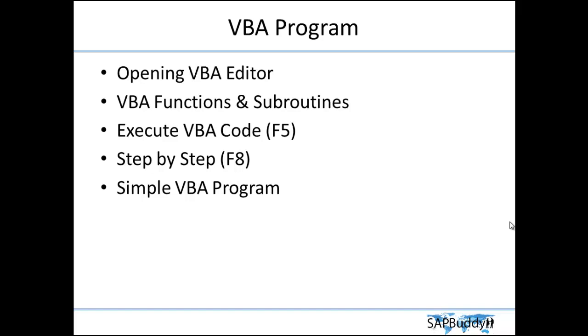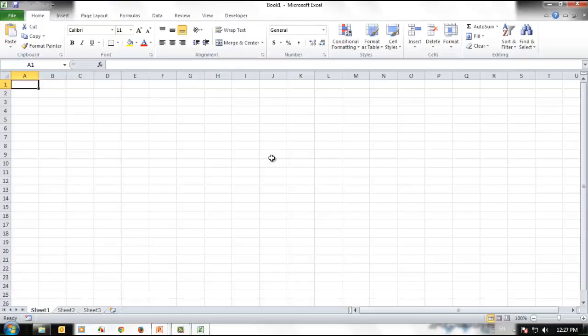That is the interesting part of doing Visual Basic application, that you can execute the program step by step and check whether your program is correct or not. And we will also create a simple VBA program to start with our course. So let us open our Microsoft Excel 2010. So right now we are in Microsoft Excel 2010.